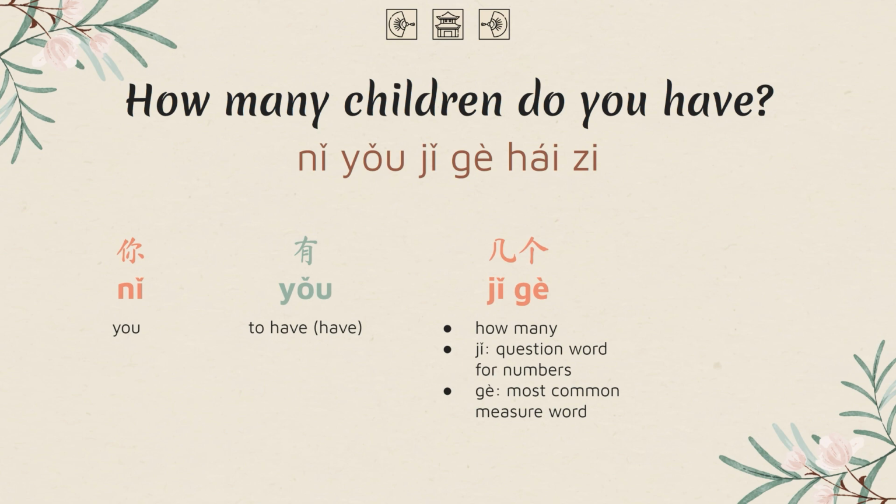几个孩子 children. So 你有几个孩子 Literally, you have how many units of children? How many children do you have? Now, before we answer this question, how would we say how many siblings do you have? 很好, you just need to replace 孩子 with the word for siblings, which is 兄弟姐妹. So you would say 你有几个兄弟姐妹?